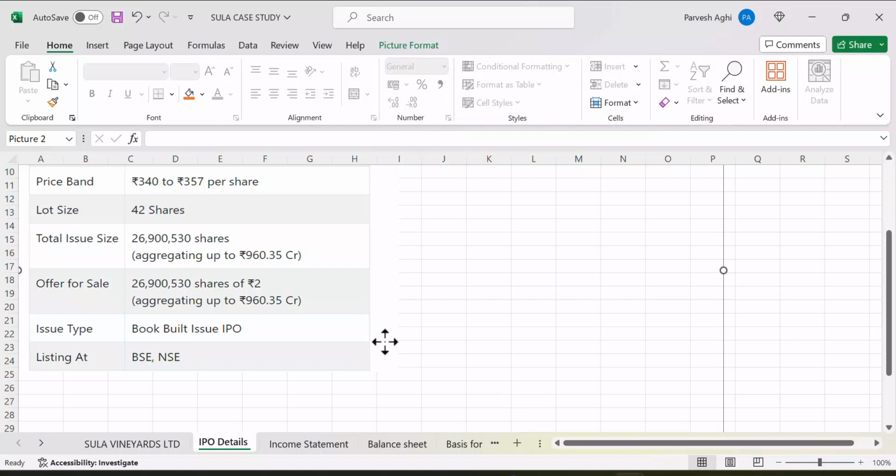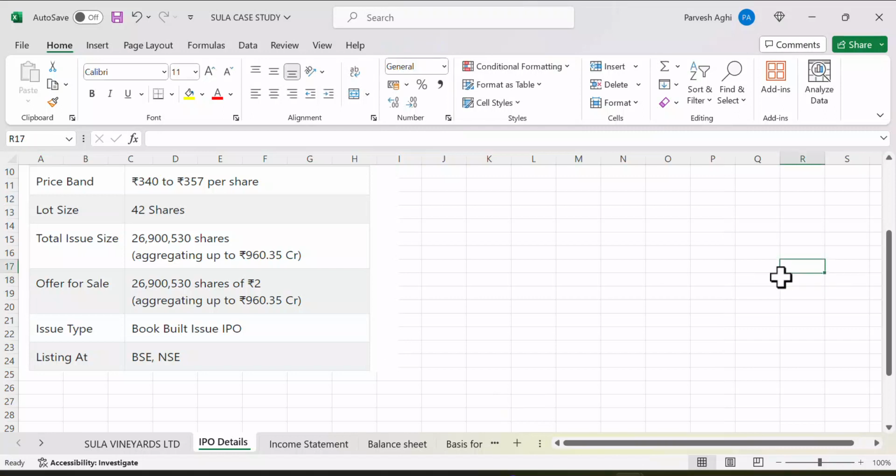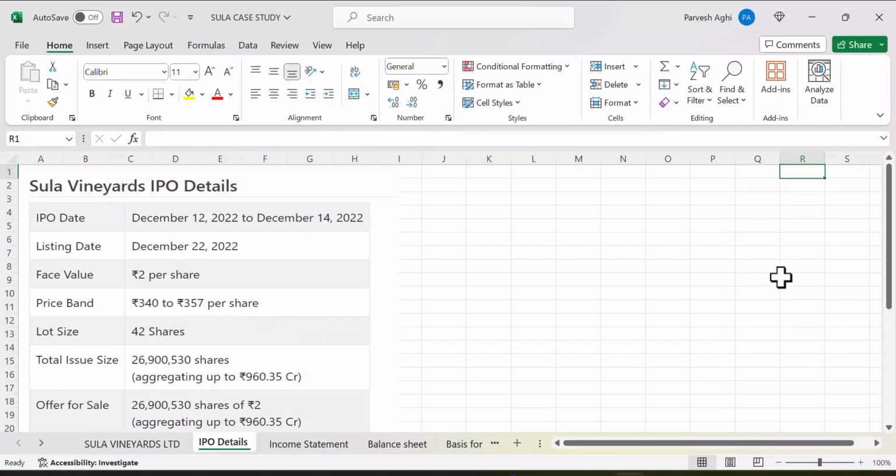Okay, just when this is available, I'll take you to the site. Sula Vineyards IPO details. Okay, so the IPO date was December 12th, 2022 to December 14th, 2022. So the IPO remained open for 3 days. Okay, 12th, 13th, 14th. So they collected bids and the offer was closed on the 14th. The listing date was 22nd December. So the shares of Sula were listed on the 22nd.